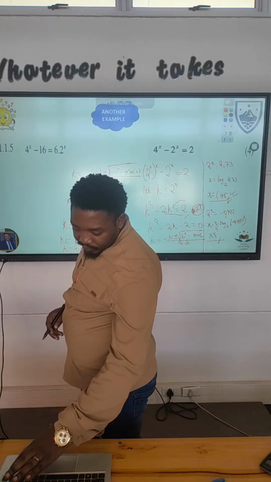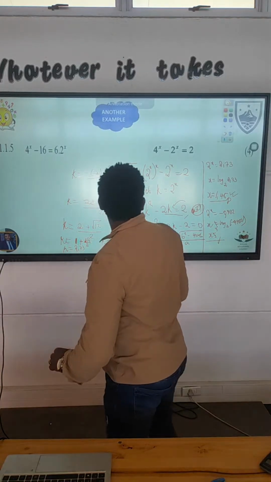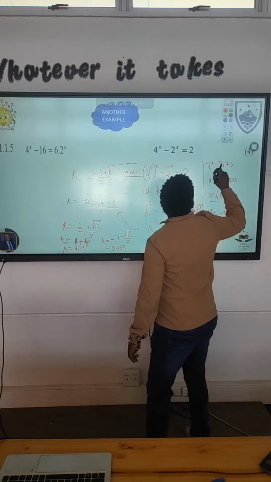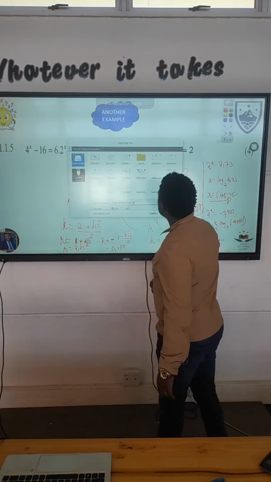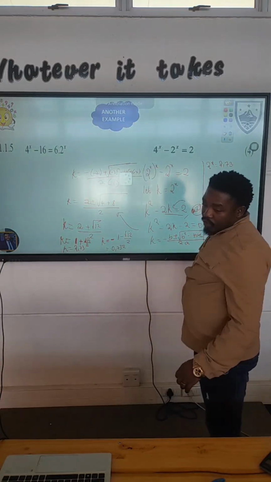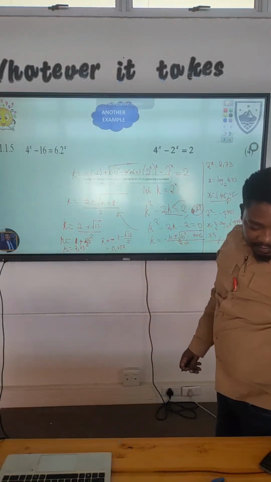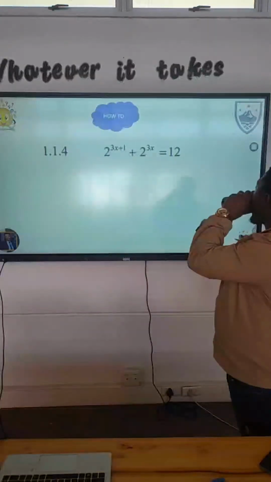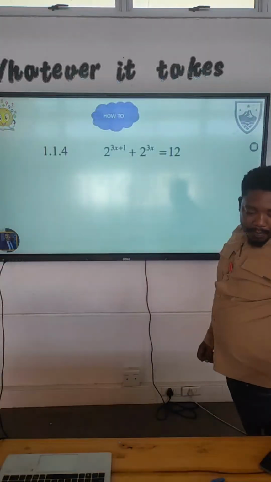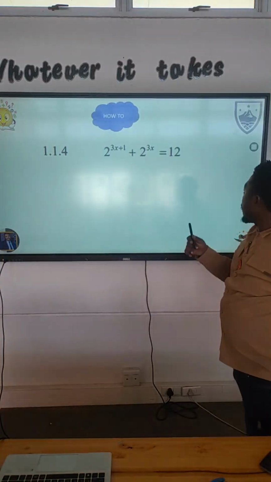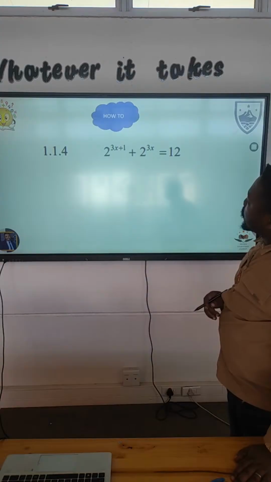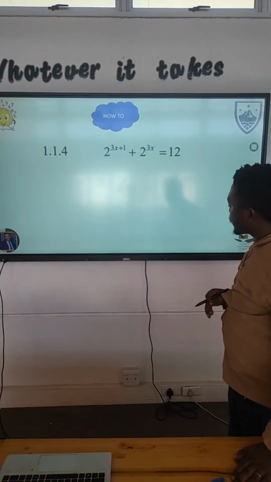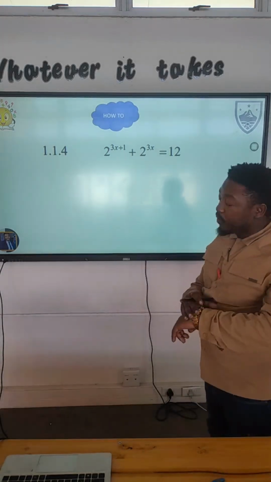And then we now move into our next to-do, which is that. I hope that is clear. We have 2 to the power of 3x plus 1, plus 2 to the power of 3x. This one is different from the other ones.